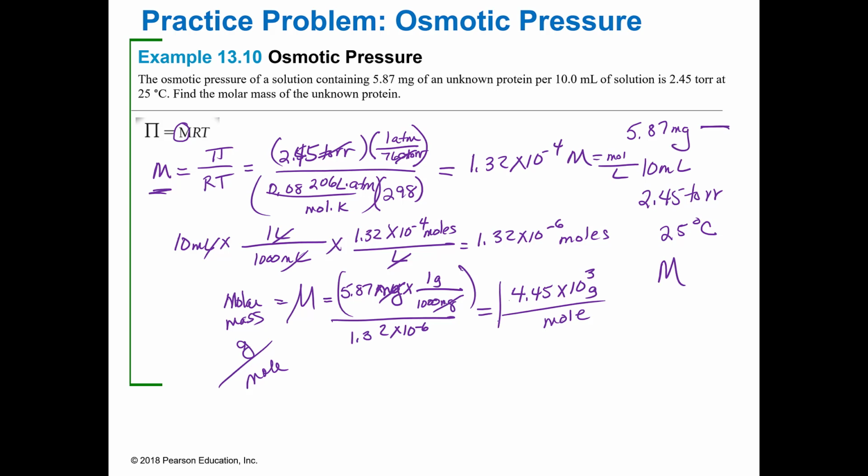And that doesn't surprise me, because proteins are very large molecules, so it makes sense that it would have a very large molar mass.